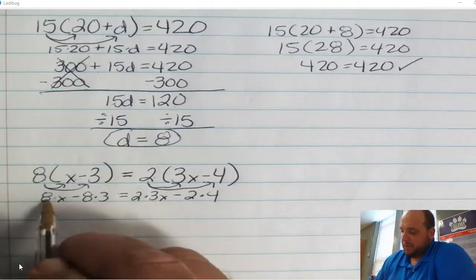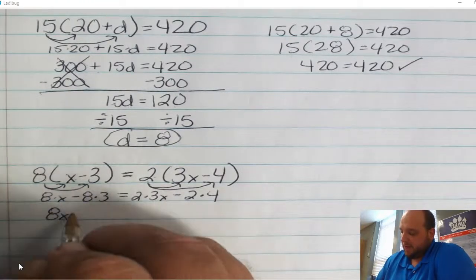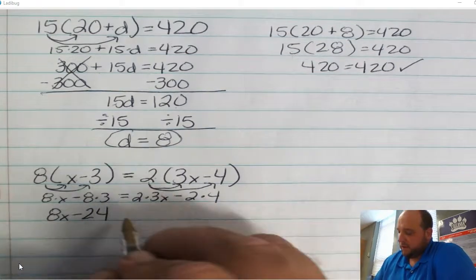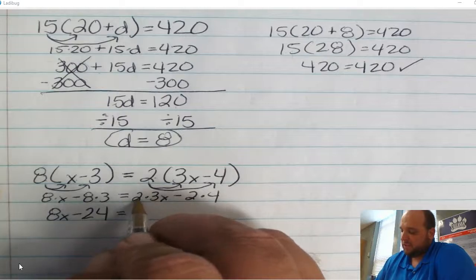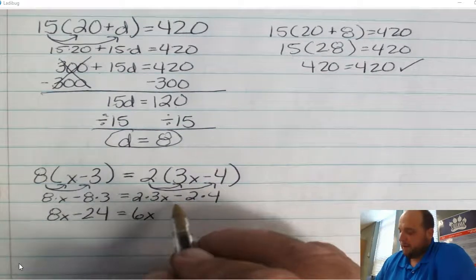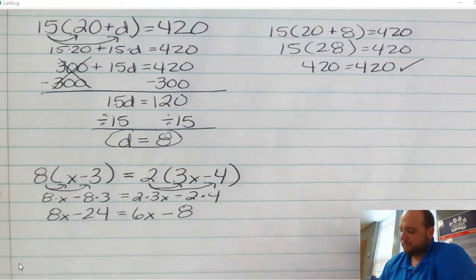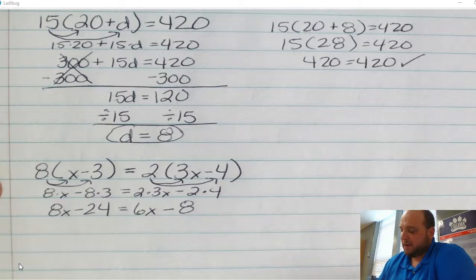So I'm going to do my multiplication here. I got 8 times x is 8x, minus 8 times 3, which is 24, equals 2 times 3x. Because these are both coefficients, 2 times 3 gives me 6. I get 6x minus 2 times 4, which gives me 8. All right. So right now I have 8x minus 24 equals 6x minus 8.